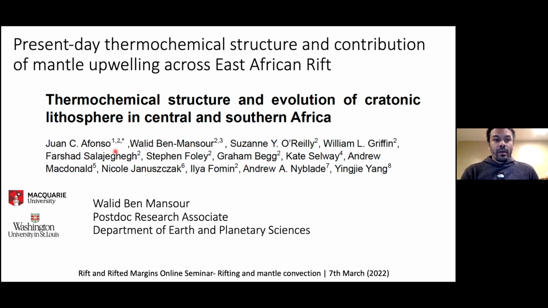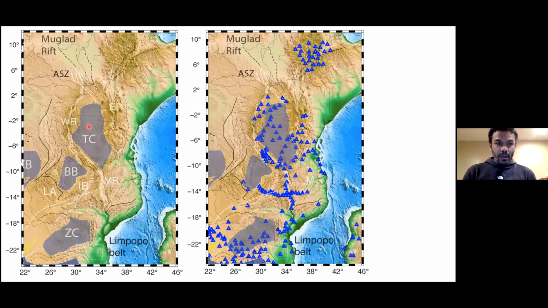The main leader of the method was Juan Carlos Alfonso. For this kind of project we collaborate mainly with colleagues from De Beers, Andrew McDonald and Nicole Januska at the time. The focus was on the cratonic domain, but because we are doing 3D imaging on a larger scale, with the time I have I will just zoom in on a very specific region. So today we'll talk mainly about the East African Rift.